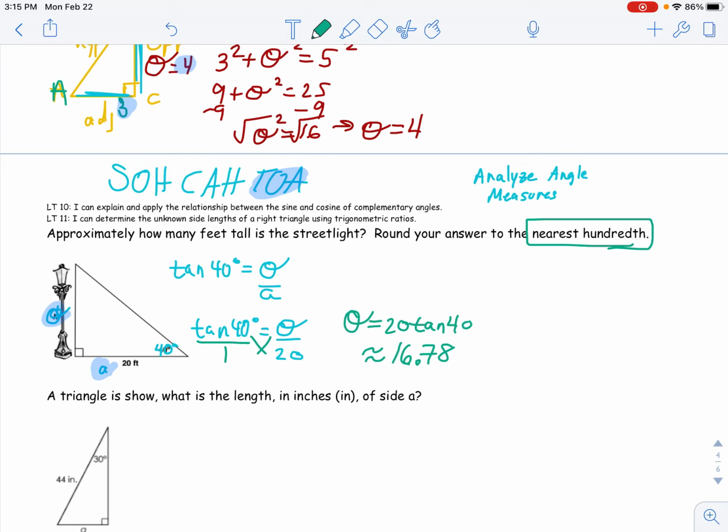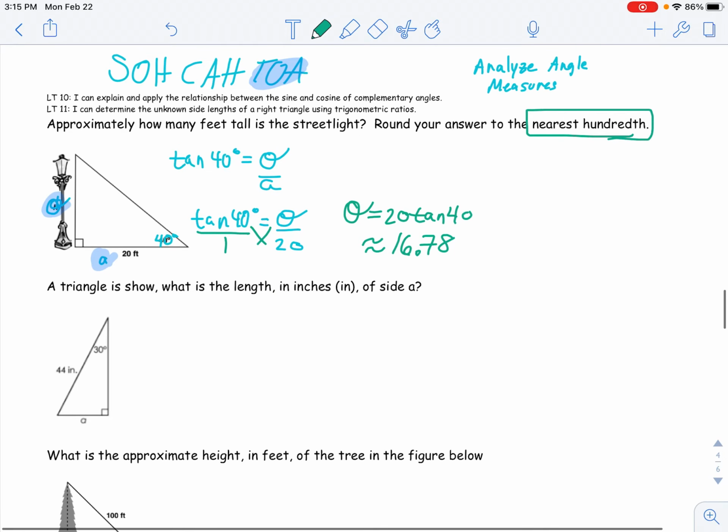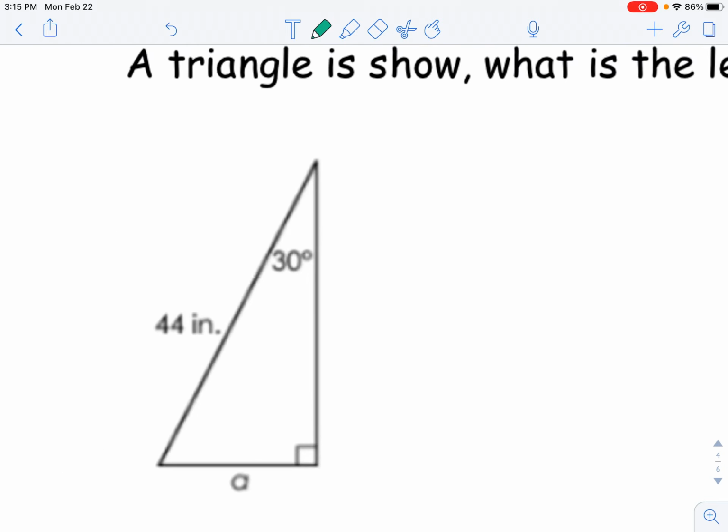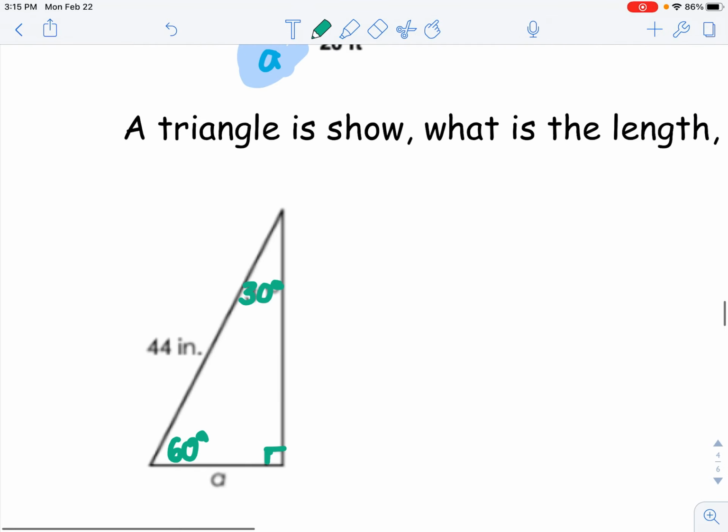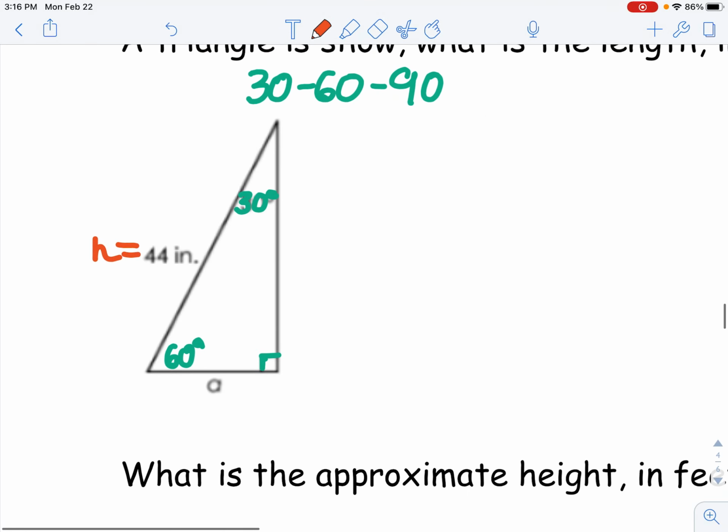A triangle is shown. What is the length in inches of side A? Something we have to immediately notice is this is a 30-degree angle, so this is a 60-degree angle. I purposely randomly put this problem in here because now we have to recall 30, 60, 90. So yes, we can use trig for this and we would still get the correct answer, but there's also times where we can use 30, 60, 90s and get the most accurate answers. So this is given, the hypotenuse is 44. We need the short leg and the long leg.